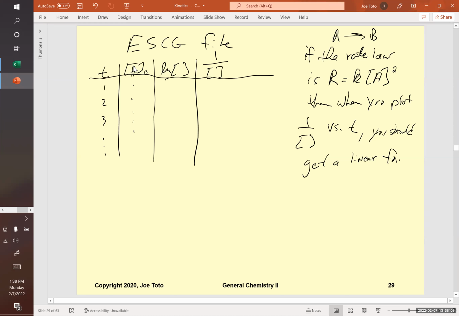Okay. Now, if you plot 1 over the concentration versus time and you get something like that, then therefore the rate law is not second order.